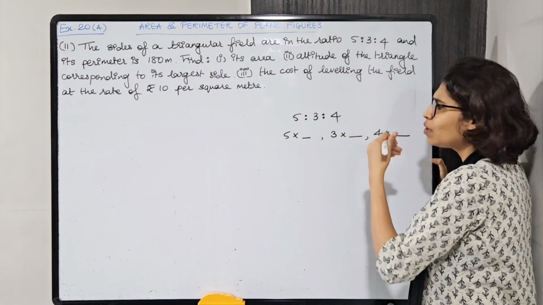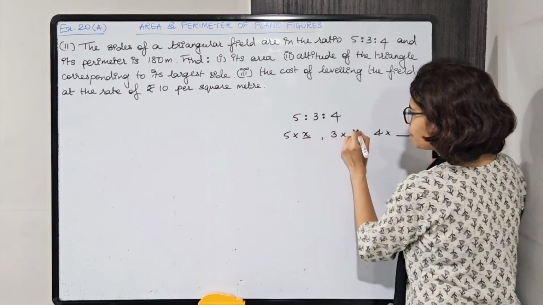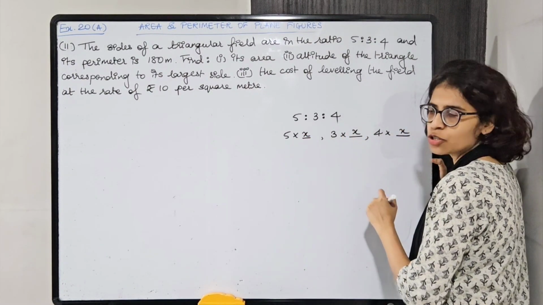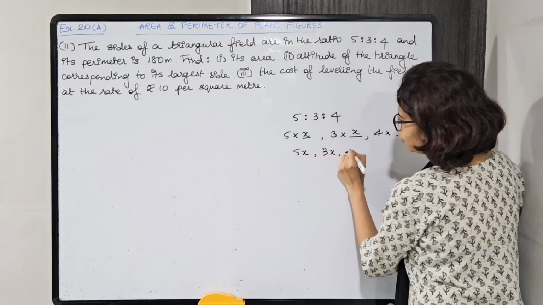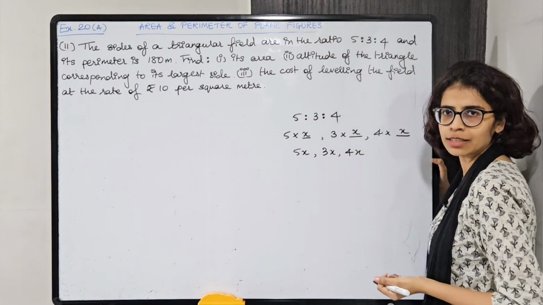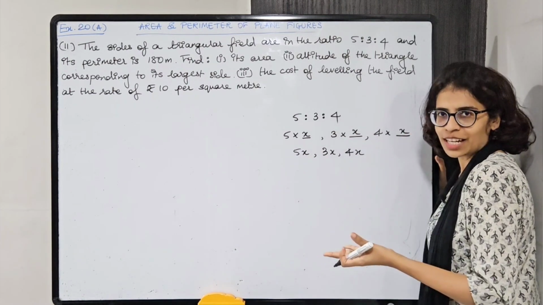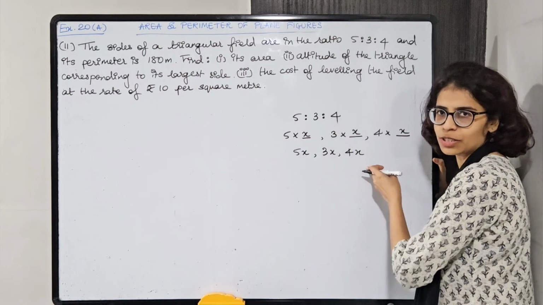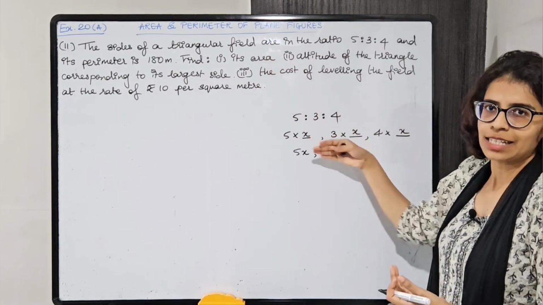Okay, so let's say that this common number, this common factor is x. So the three sides will be 5x, 3x and 4x for the triangle. These are the three sides. Now we need to find out x, right? We need to find out x because we need to find out the area first. For area, sides are required.